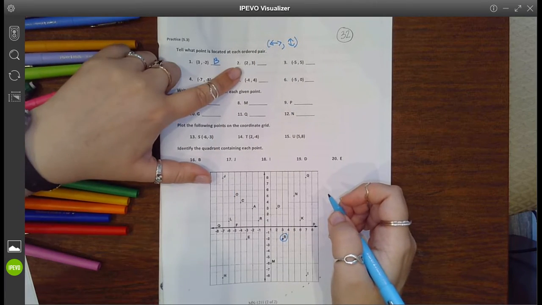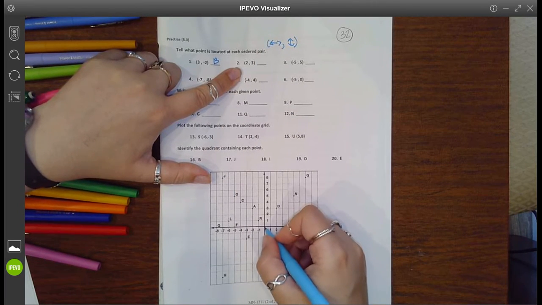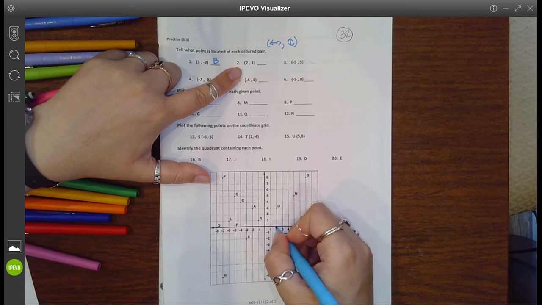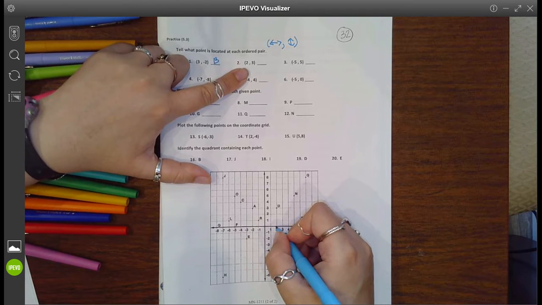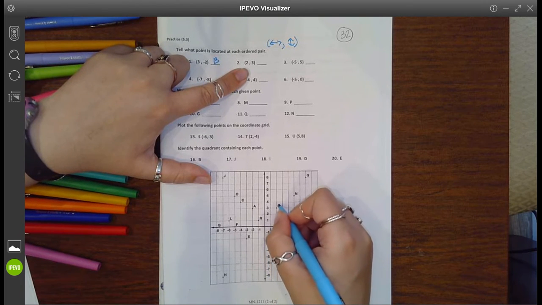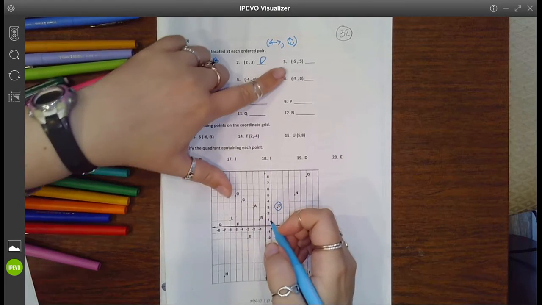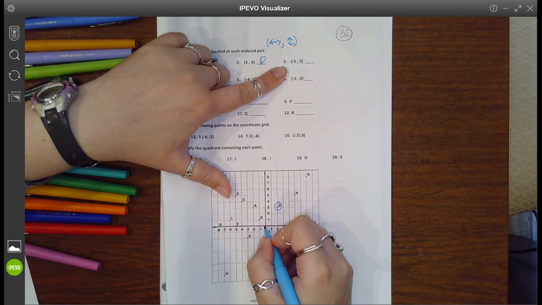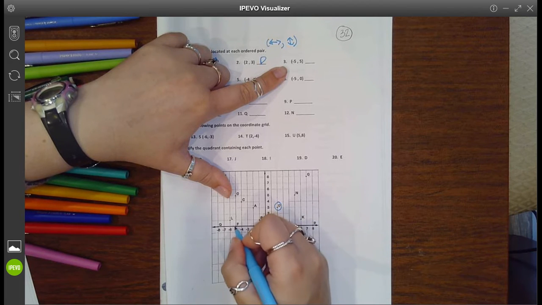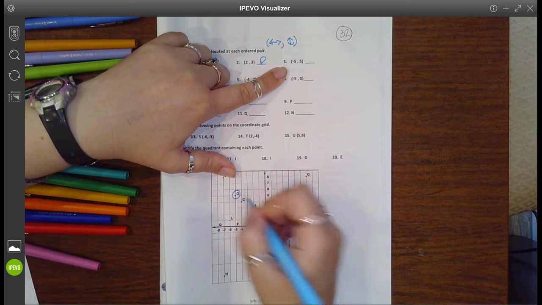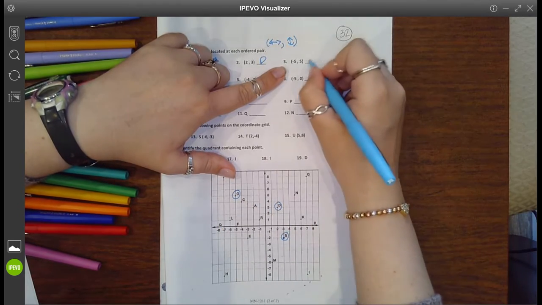Okay, the next one is (2, 3). So is that right or left 2? Hopefully you said right. And then +3, is that up 3 or down 3? Hopefully you said up. And where does that hit? D. Okay, then (-5, 5). Is that right or left 5? Left 5. And then up 5 because it's positive. So that hits at O.